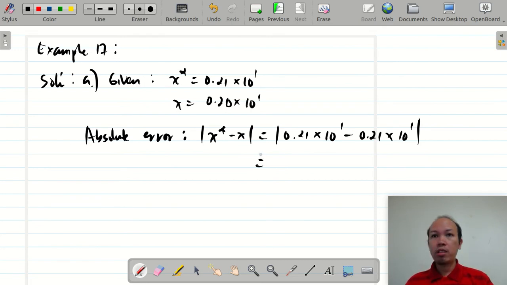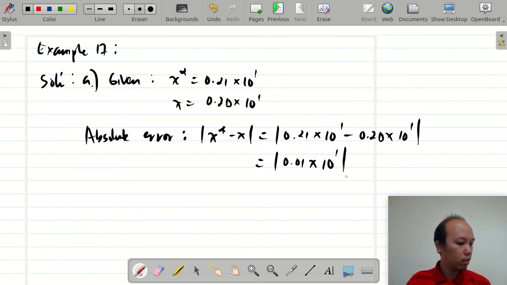So what is 0.21 minus 0.20? Using my calculator, the answer is the absolute value of 0.01 times 10 to the 1. Okay, am I right? So why is this?